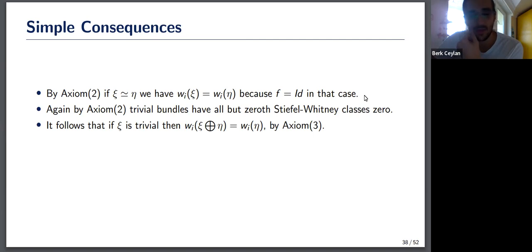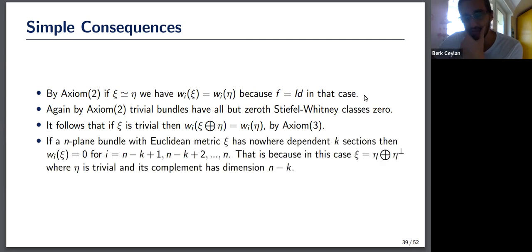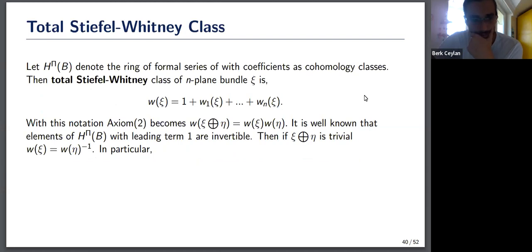So summing with trivial bundles does not change characteristic classes. And if we have a Euclidean metric on a bundle and a trivial k-plane bundle, then all the classes after n minus k should be zero. The total Whitney class is the formal sum of all Whitney classes, and axiom 2 becomes this simple formula. And we know elements of the ring of formal series with coefficients in cohomology with leading term 1 are invertible.